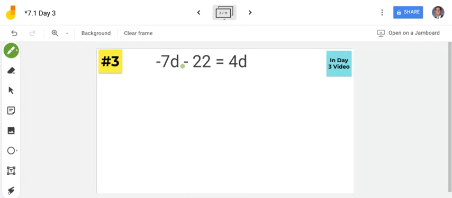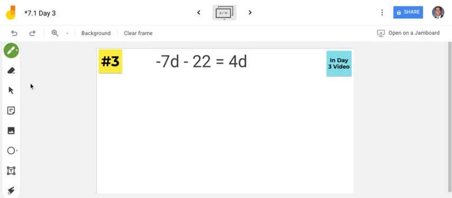One more for this video. Negative 7d minus 22 equals 4d. Step 1, do you see parentheses? Nope, so you don't need to do step 1. Step 2, combine like terms. I look left. I have these terms. Are they like? Can they be combined? No, that has a d in it. This does not have a d in it. So nope. After I look left, I look right. There's only one term, so I can't combine it with anything else.